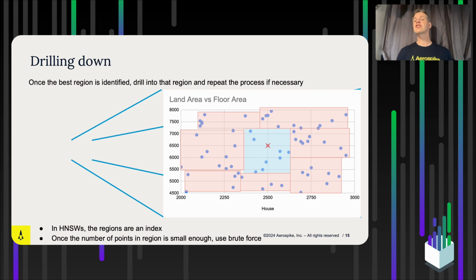I now have a very small number of points to look at. Instead of looking at the hundreds of points, I've only got 8 points to look at. So now I can do a brute force algorithm across those 8 points, and it will be computationally very efficient. So this is effectively how an HNSW works.